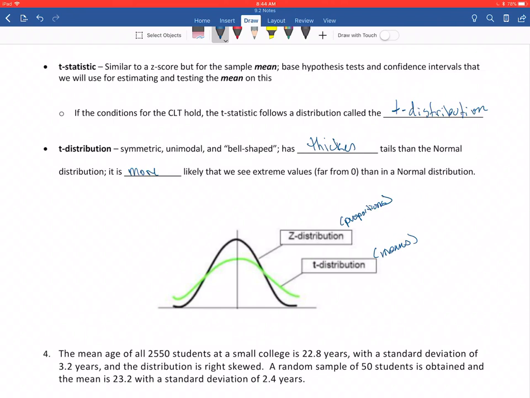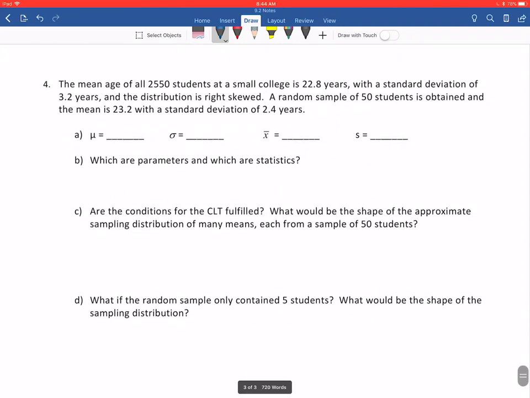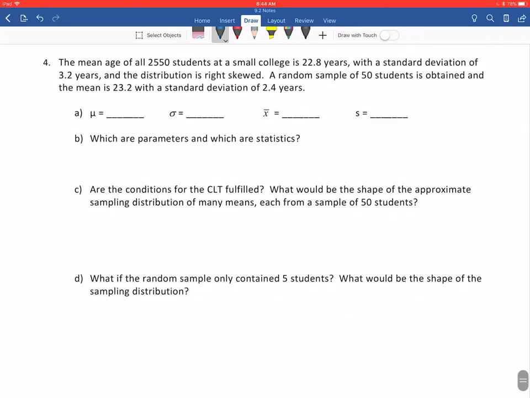So they both have that symmetric unimodal quality. They both follow then the empirical rule, percentages, and we'll be able to use that normal calculator on both of them, even though they're slightly different.